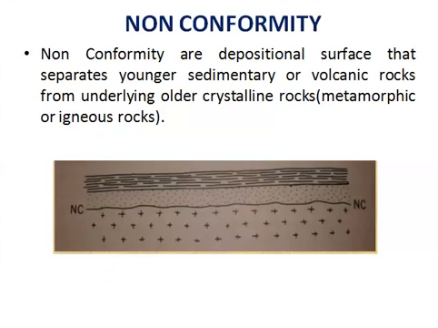Non-conformity is a depositional surface that separates younger sedimentary or volcanic rocks from underlying older crystalline rocks, which may be metamorphic or igneous rocks. This MC represents non-conformity. The layers below the unconformity are igneous rocks, while the layers deposited above the unconformity are sedimentary rocks. So, in other words, we can say that it is the surface of contact between rocks having different modes of occurrence.